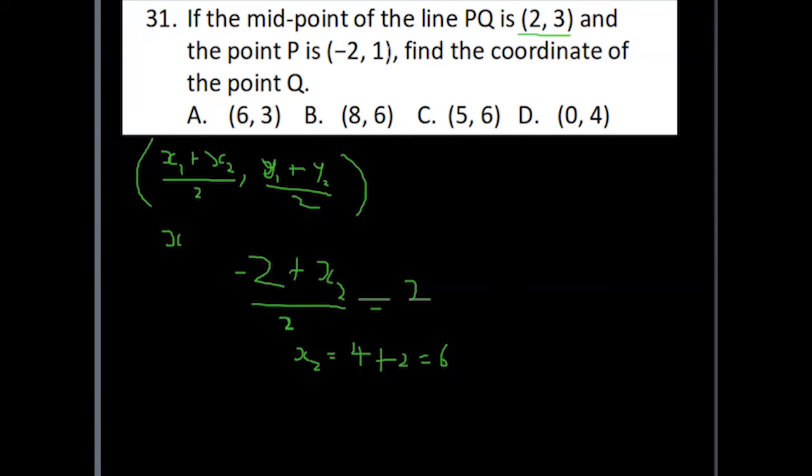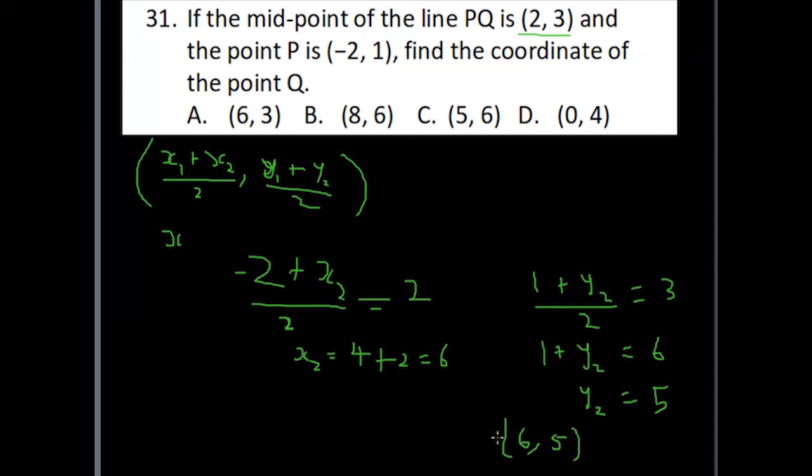The same thing for y. Y1 here is 1 plus y2 over 2 equals 3. So this is 1 plus y2 equals 6. So y2 is 5. That's 6 minus 1, 5. So that's 6 comma 5, x comma y. So none of the options in this case is correct.